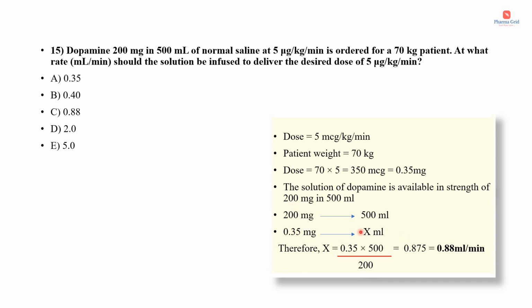By cross multiplying, X is equal to 0.35 milligram into 500 ml divided by 200. That is equal to 0.875, that is approximately equal to 0.88 ml per minute. Okay, so here the correct answer is option C. Okay, that is the rate the solution should be infused to deliver the desired dose of 5 microgram per kilogram per minute is 0.88 ml per minute.